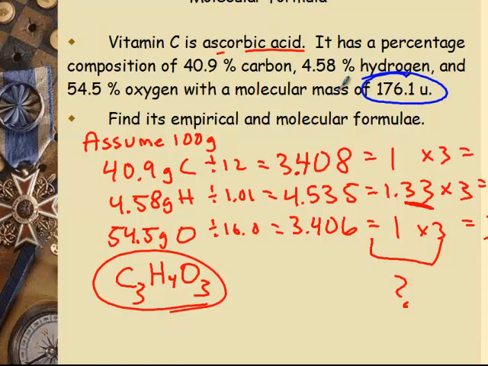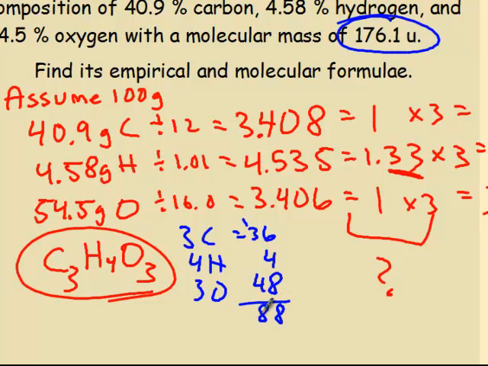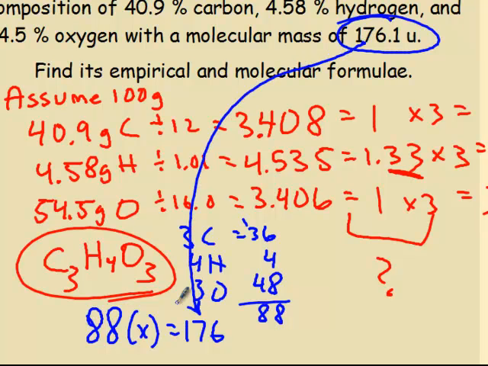Good, empirical. Now, the molecular then is a multiple of that, and so I'm given the additional piece of information. 176 is what this is going to equal. So find the mass of the empirical. I have 3 carbons, 4 hydrogens, 3 oxygens: 36, 4, 48. Add them up, and I get 88. So the molar mass of the empirical is 88, so I'm going to say 88 times what number equals 176, the mass given to me as the molar mass of the molecular. X is going to be equal to 2, so my correct molecular formula is C6H8O6.